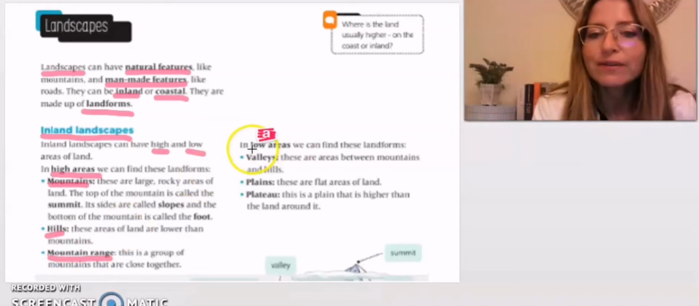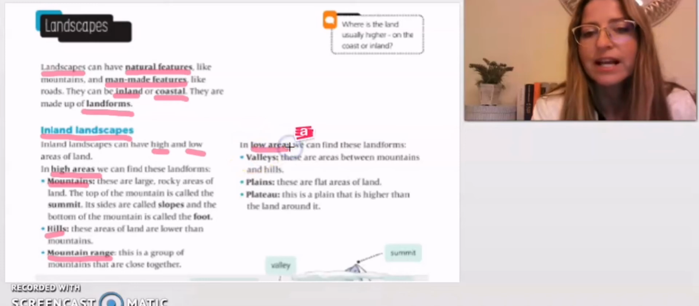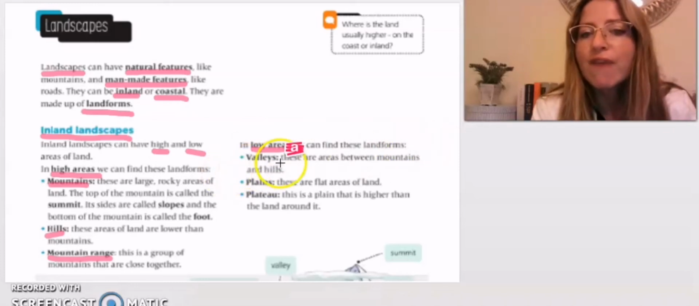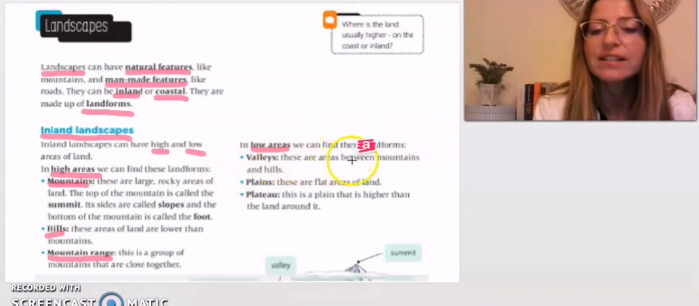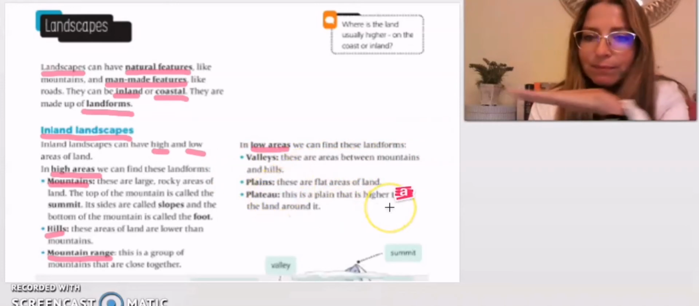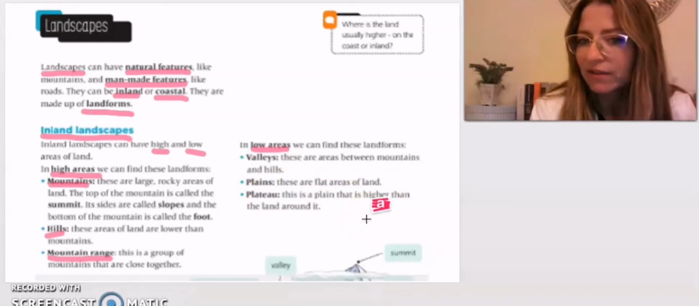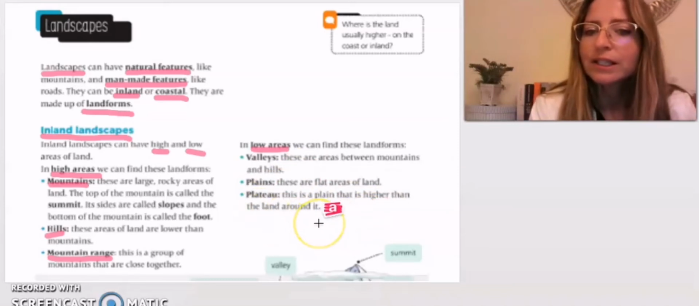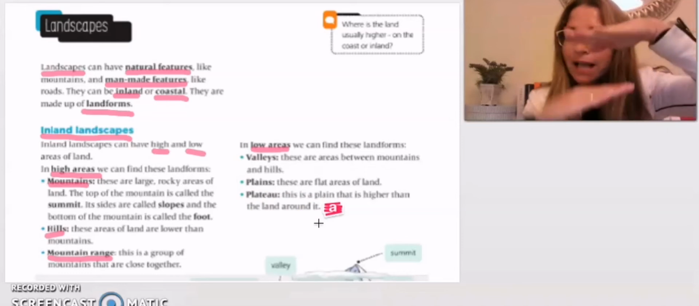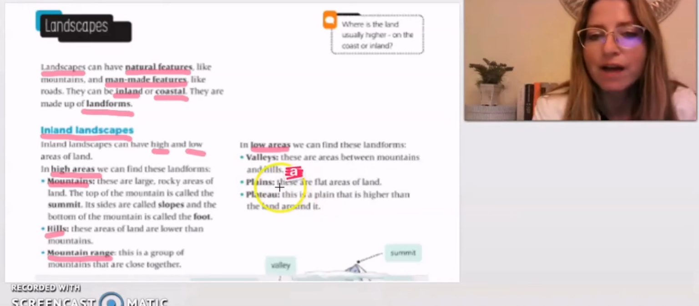Now in low areas we can find these types of landforms. We have valleys, these are areas between mountains and hills. Plains, these are flat areas of land. And plateaus, this is a plain but higher than the land around it.